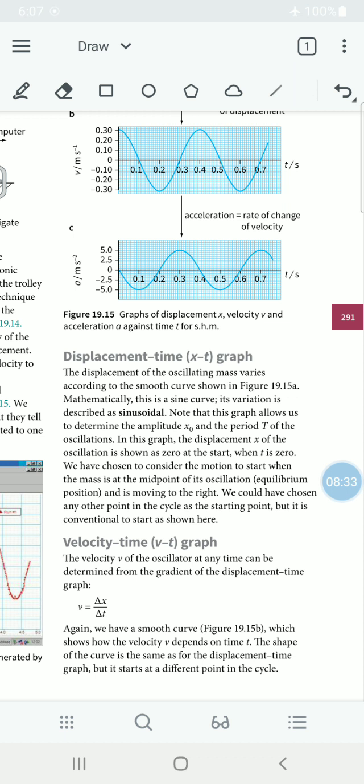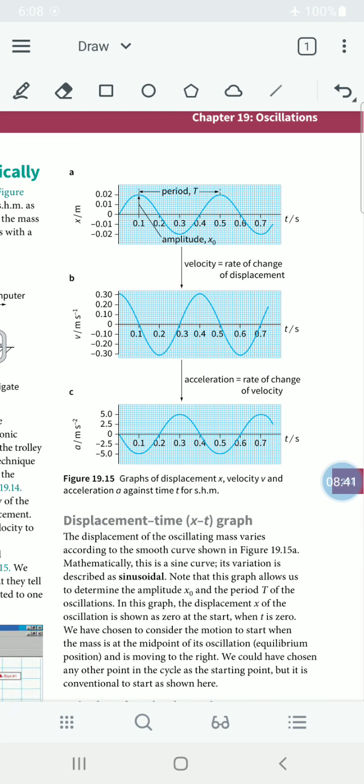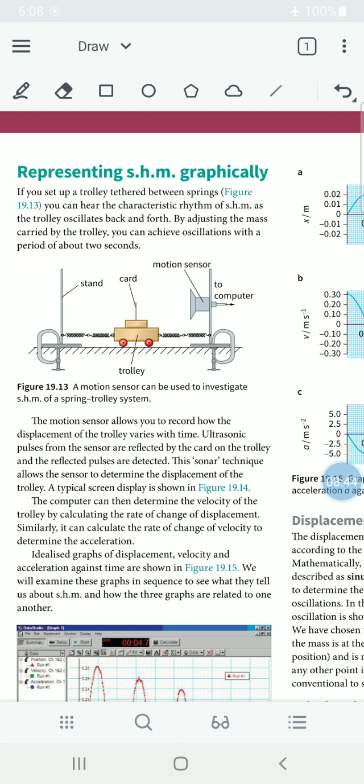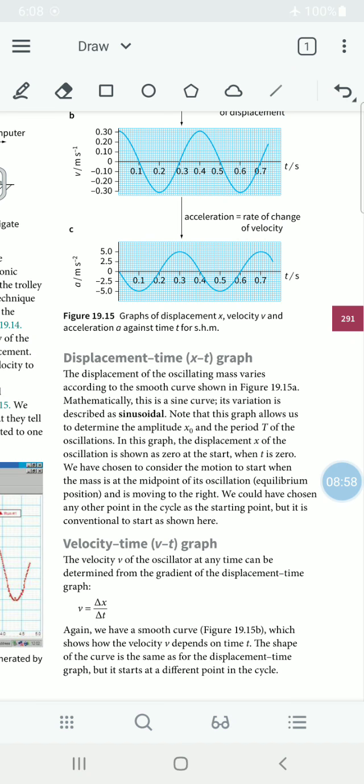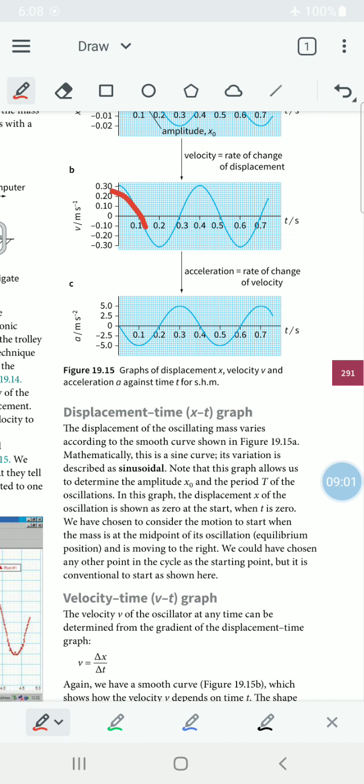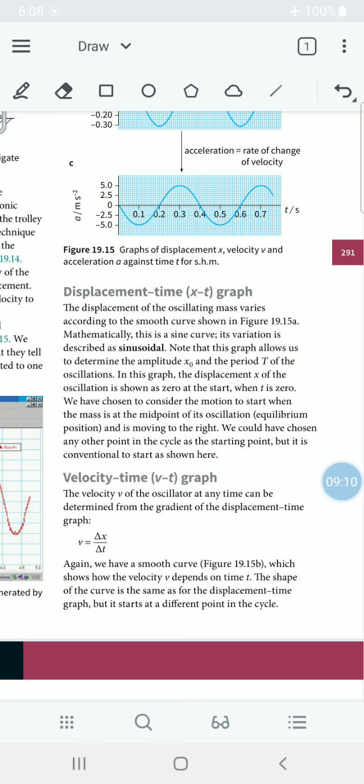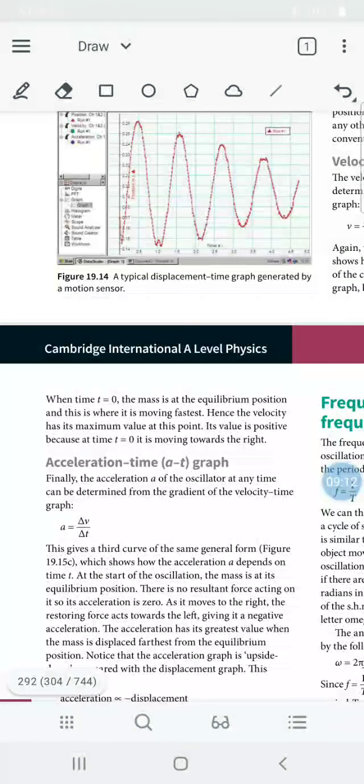It is just like the displacement time graph, but here it is going to start at a different point. Why? Because when this object is moving at the central point, it would have the highest velocity at the middle. I hope you can remember that part. It would have the highest velocity at the middle, therefore it should start at the highest point. So having that cleared, it starts at a different point.